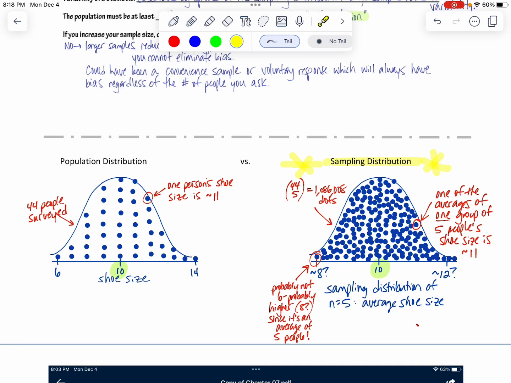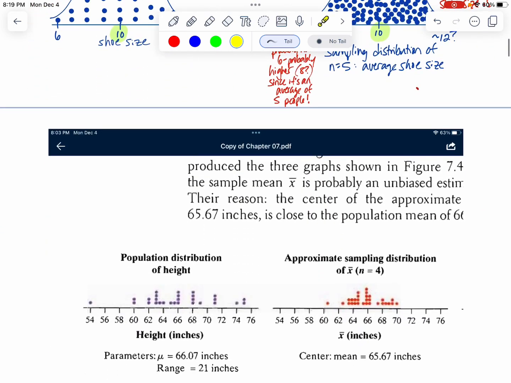What does one dot in a population distribution represent? It represents one person. One person's whatever we're measuring here, in this case, shoe size. What does one dot in the sampling distribution represent? It represents an average of a group of, it'll be defined, 5 people. We could use 4, we could use 10, we could use 20. It doesn't matter, but it just has to be defined. And that is the number of people that average their shoe size together and then put a dot where that average is. Okay?